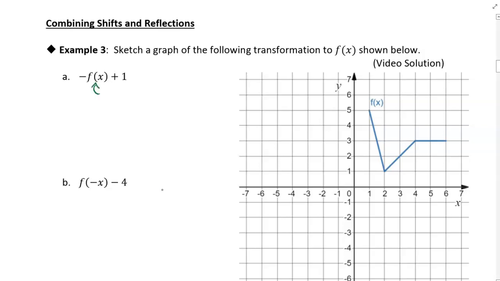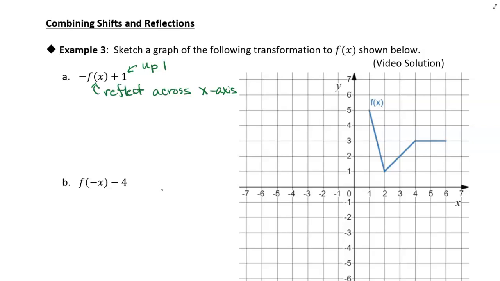So this is a reflection reflected across the x-axis. Okay, and then we're adding 1 to it. So this is a vertical shift, right? So it's going to go up 1, right? Vertical means up and down. So we're just going to go up 1.